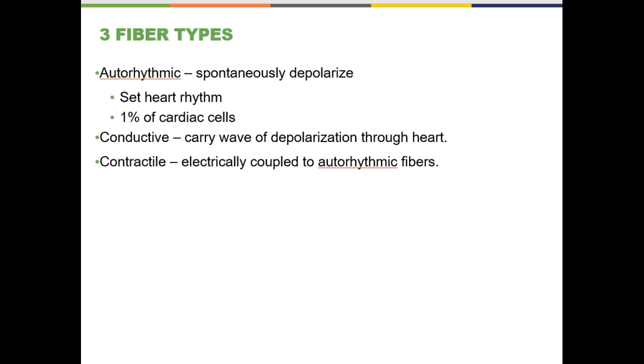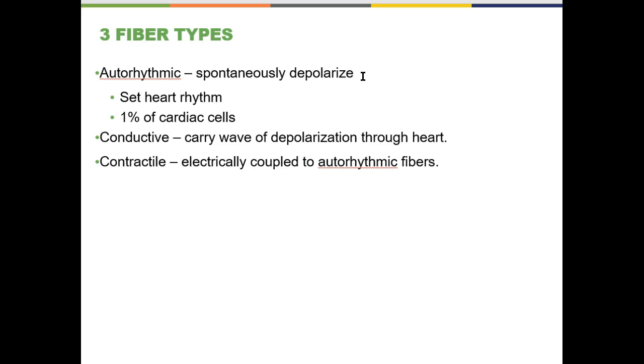So this brings us to the different kinds of cells that you find in the heart, or fibers: autorhythmic cells, conductive cells, and contractile cells. Autorhythmic cells, as it says right here, spontaneously depolarize, which means they generate their own action potentials without any input from the nervous system or any other sort of cell.